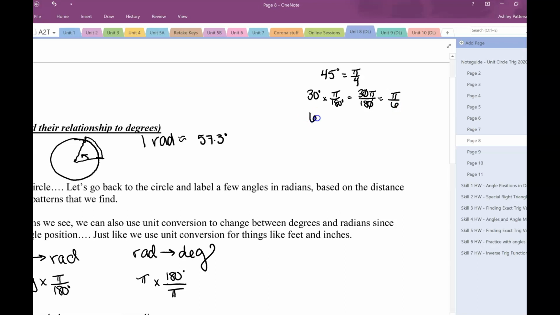Well, the other special angle we have is 60, so let's use our conversion table. Okay, our degrees are going to cancel. We get 60 pi over 180. The zeros cancel, and we can reduce by 6, so we get pi over 3.